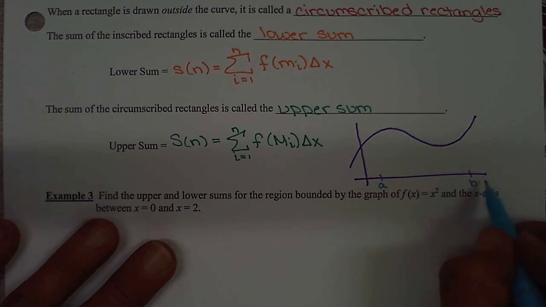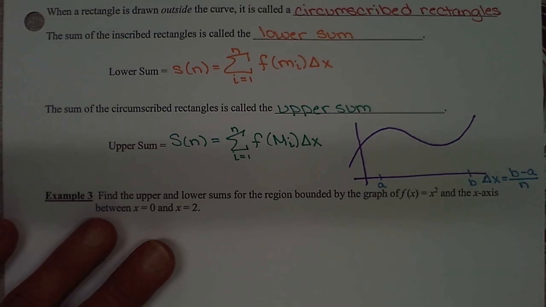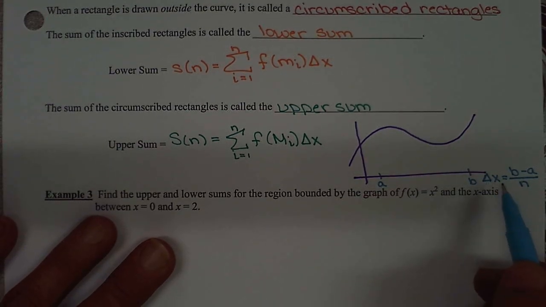So our delta x is going to be the difference between the points, so b minus a, over the number of rectangles, n. So that's the first part here.